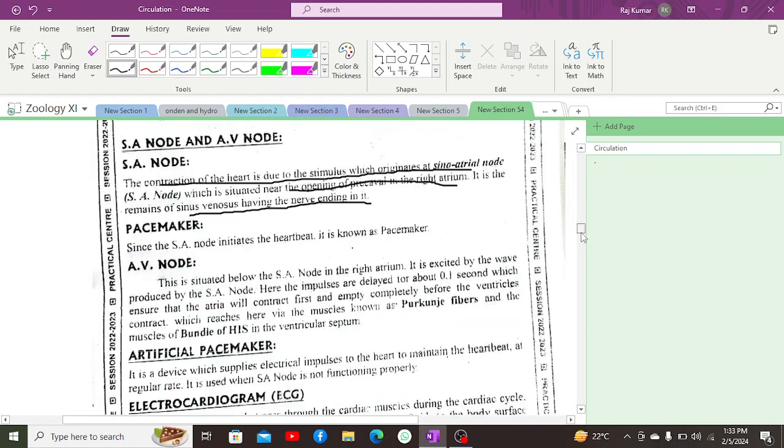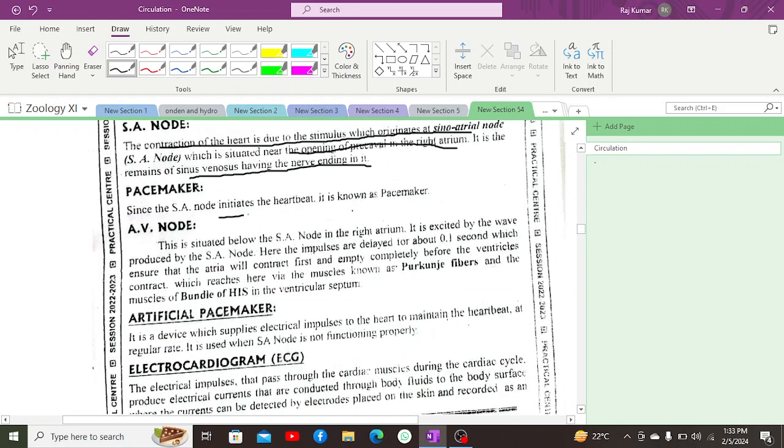And apart from that, since the SA node initiates the heartbeat, it is known as the pacemaker. The AV node is situated below the SA node in the right atrium. It is excited by the wave produced by the SA node. Here, the impulses are delayed for about 0.1 second, which ensures that the atria contract first and empty completely before the ventricles contract, which reaches the muscles known as Purkinje fibers.